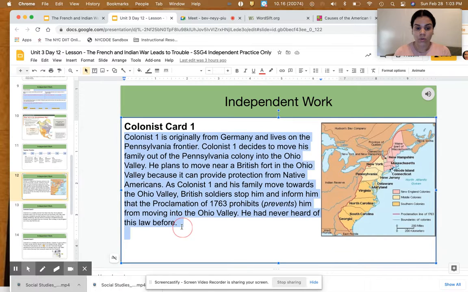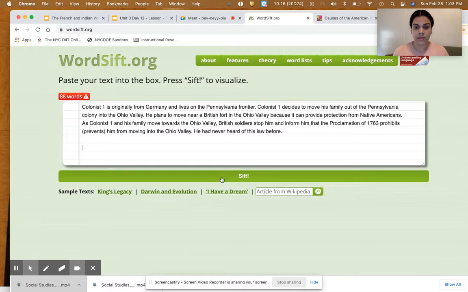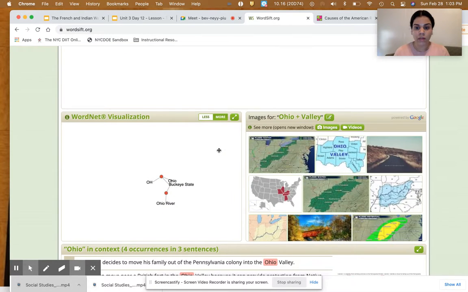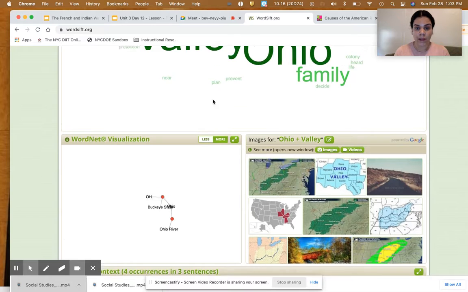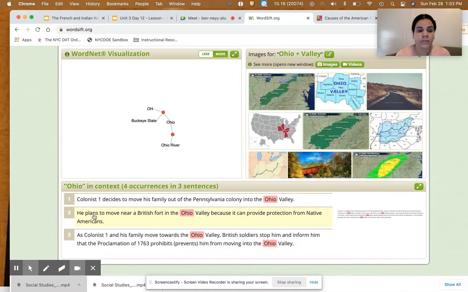So, okay, I can copy this, go to wordsift.org, paste, and this tool will help me understand what I read. Right, so here, if I go to the bottom, it says Colonist 1 decides to move his family out of the Pennsylvania colony into the Ohio Valley. He plans to move near a British fort in the Ohio Valley because it can provide protection from Native Americans.